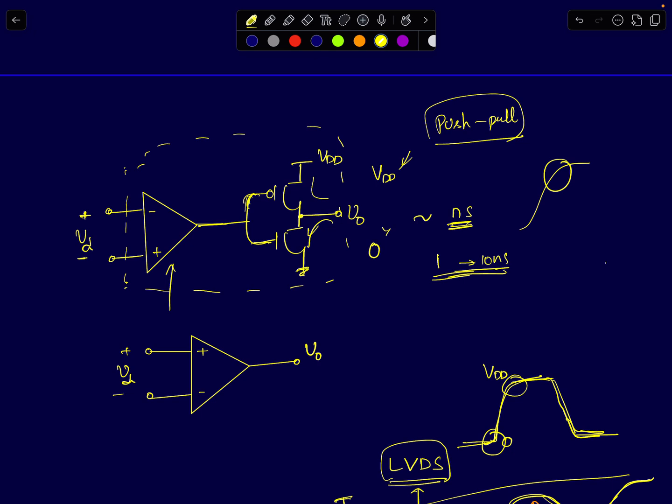The final output stage will resemble something like this. It will look like a CMOS inverter. A CMOS inverter is nothing but a common source amplifier. That's also a very high gain amplifier, where the discharging path happens through NMOS and the charging path happens through PMOS.